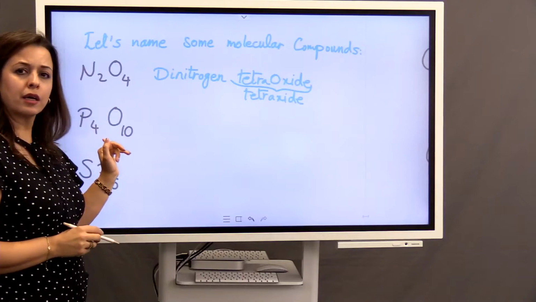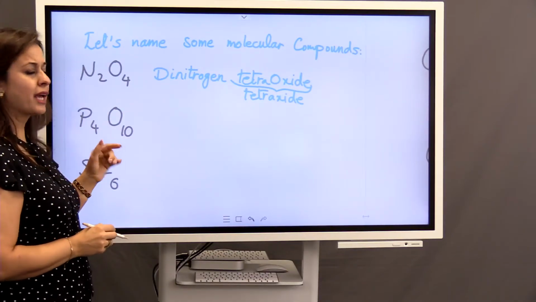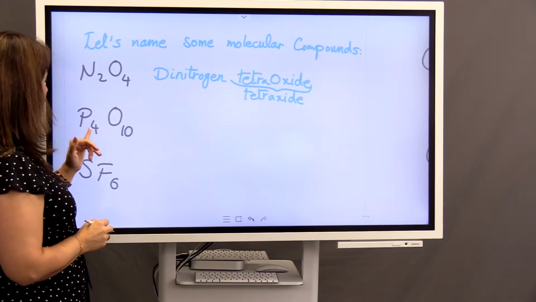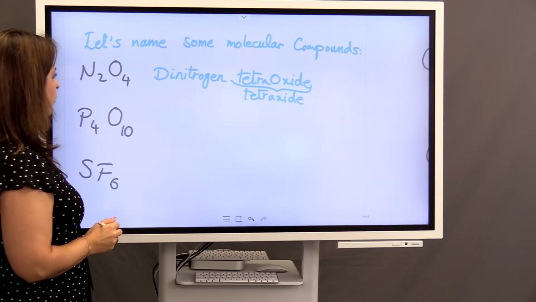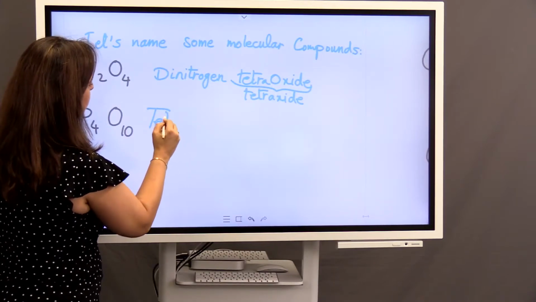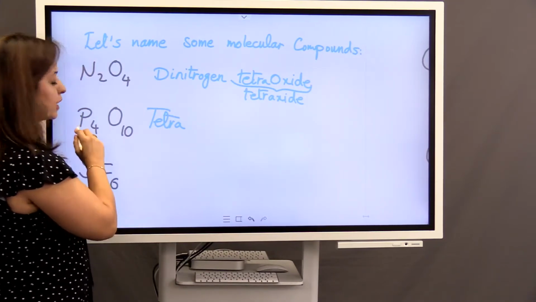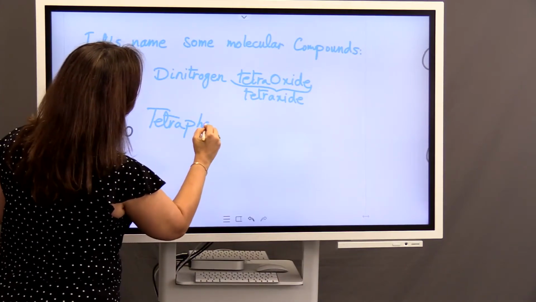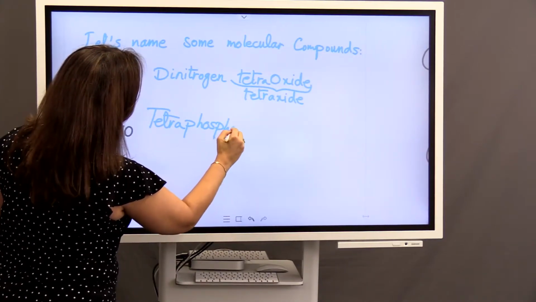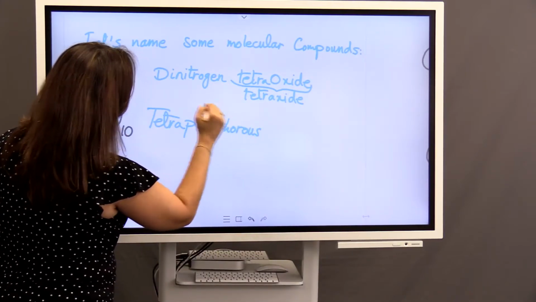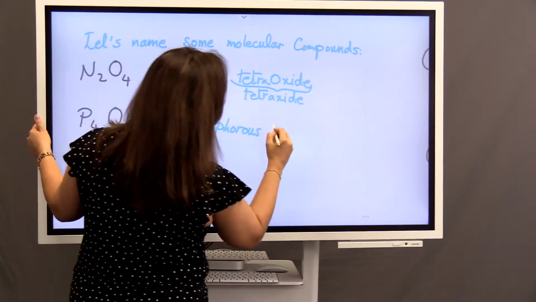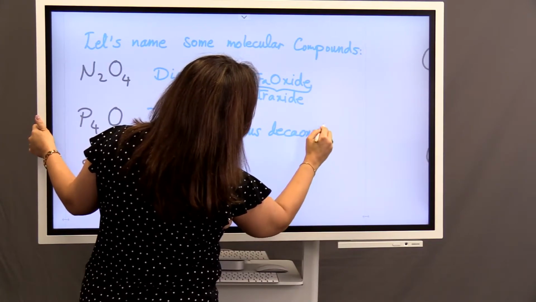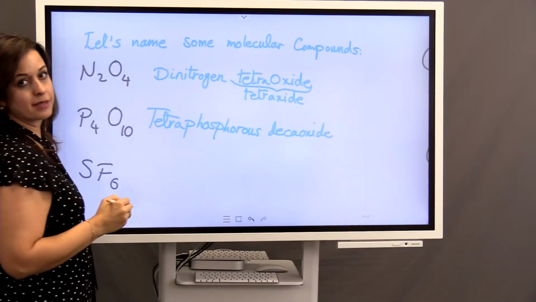The second compound, let's check. Both of them are nonmetals, so it's a molecular compound. What's the Greek prefix for 4? That's tetra. The complete name for the first element is phosphorus. How many oxygens? 10. Deca oxide, or again decoxide.